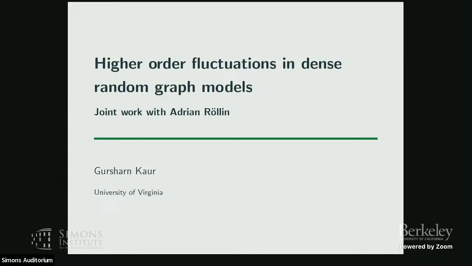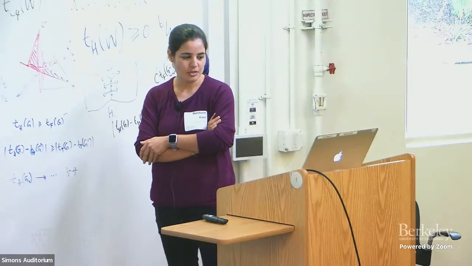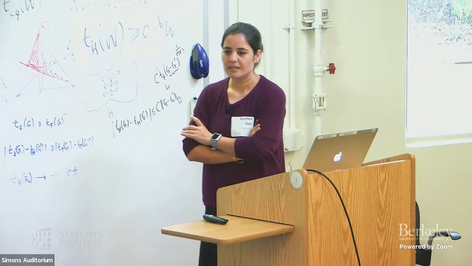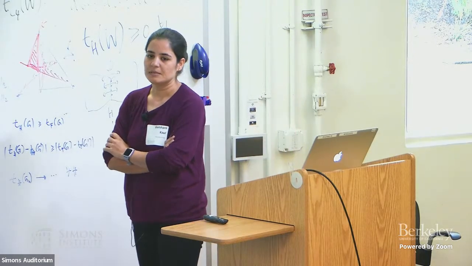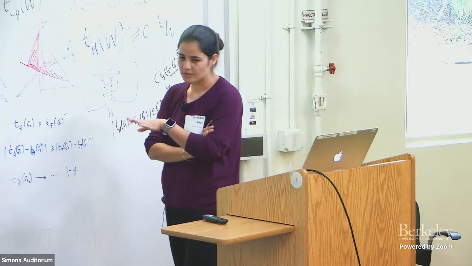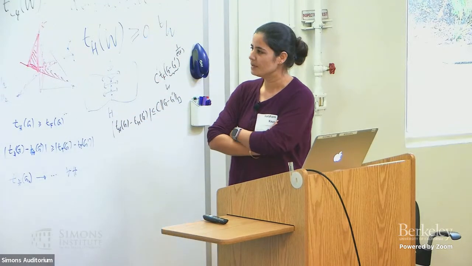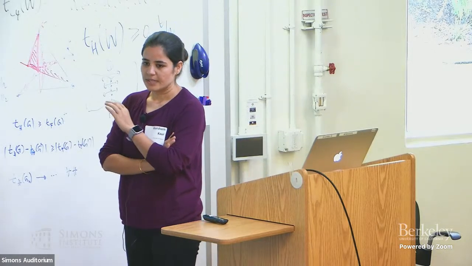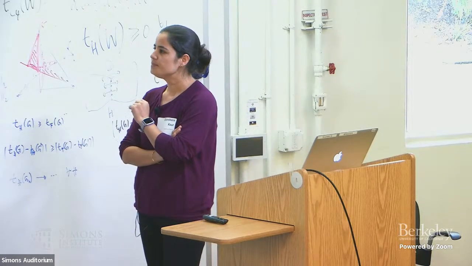This is a work on higher order fluctuations. It is joint work with Adrian Roellin, who talked about this in his talk yesterday. I'll begin by defining what the subgraph density means, just to fix the notation, explaining this again. So consider a dense graph G on n nodes.